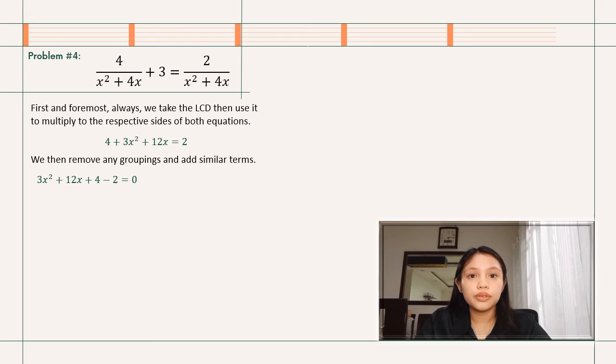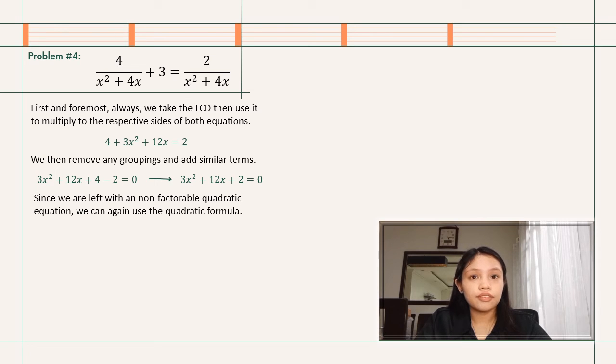We then remove any groupings and add similar terms. So we have 3x squared plus 12x plus 4 minus 2 equals 0. Subtract 4 minus 2, we have 3x squared plus 12x plus 2 equals 0. Since we are left with a non-factorable quadratic equation, we can again use the quadratic formula.